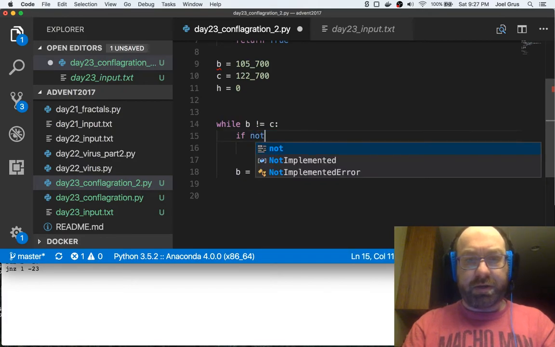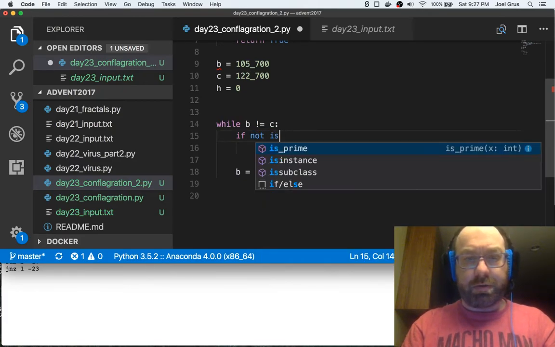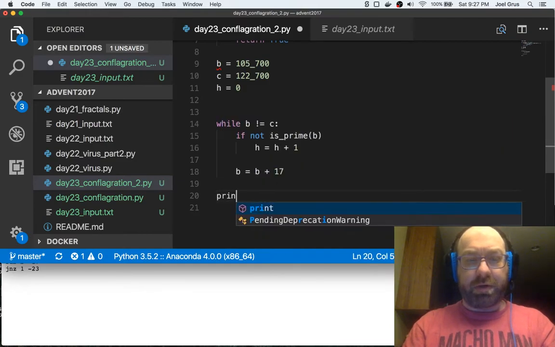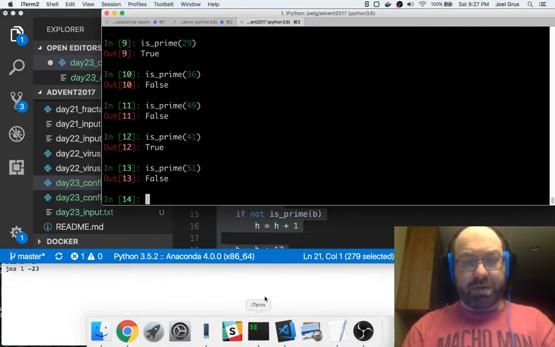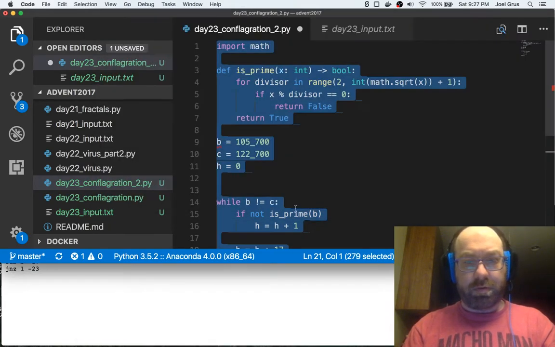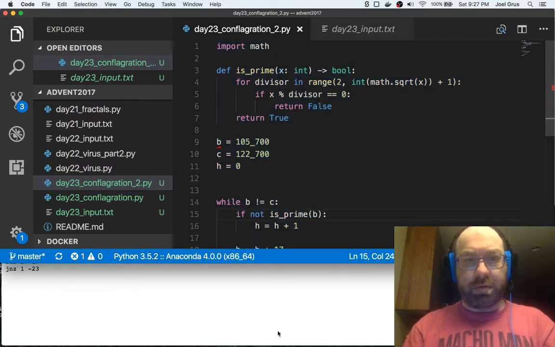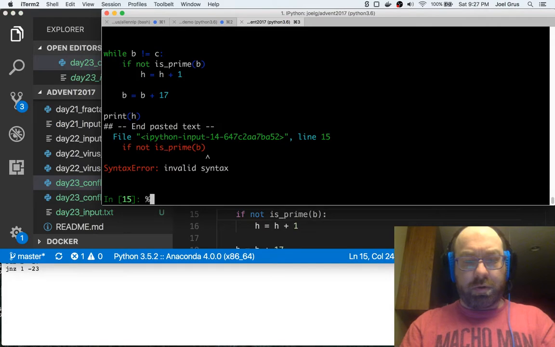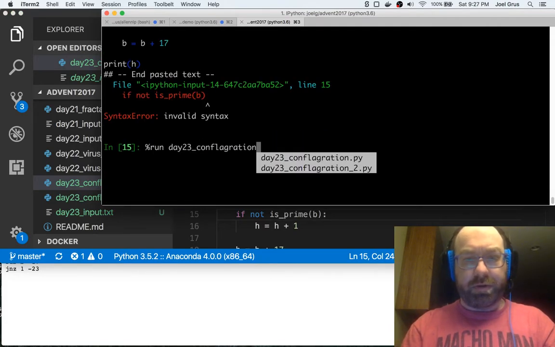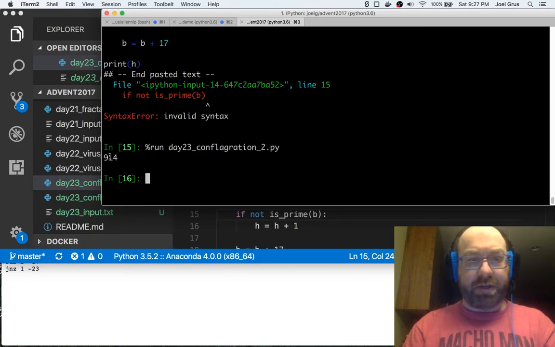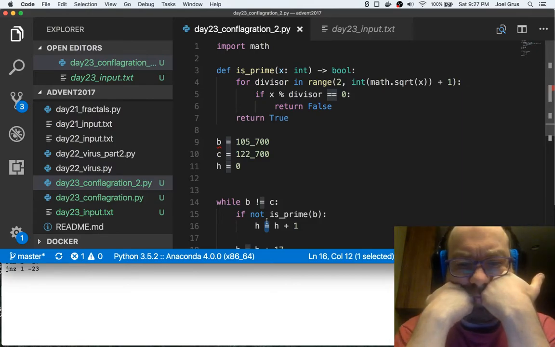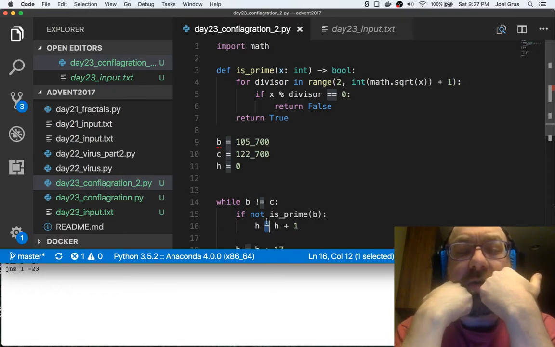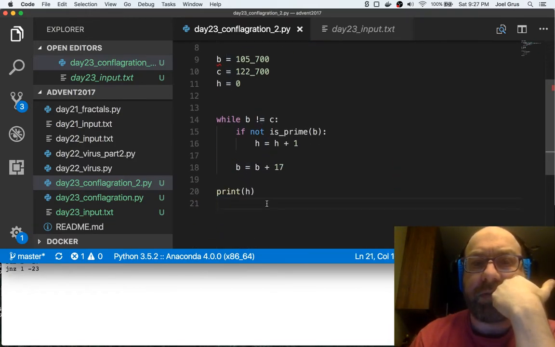If not is_prime B, and then let's print H. So, let's see what happens if we do this. Invalid syntax. Okay, so run day 23 configuration 2.py. It's saying 914. There's only 914 composites if we skip by 17.